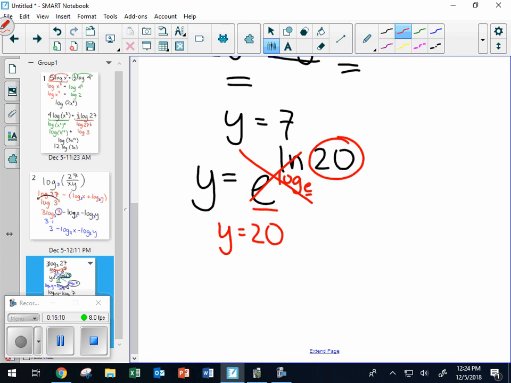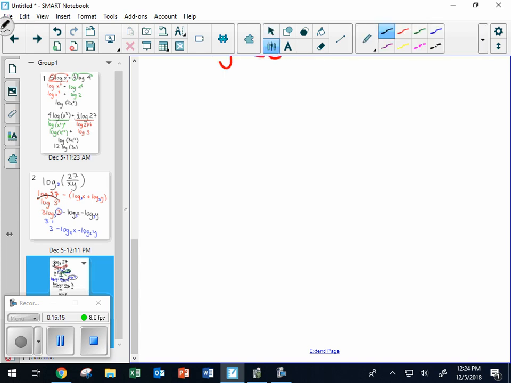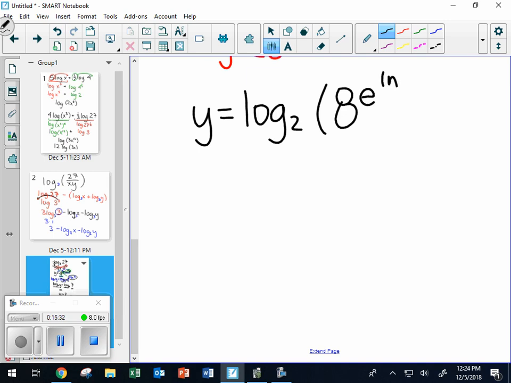From this shortcut, let's combine what we were just doing with what we were doing at the beginning of the period. I would like you to condense this as much as you can. That is an 8 to the power of e, which is to the power of the natural log of x. I would like you to condense this, and I will pause the video while you are condensing.